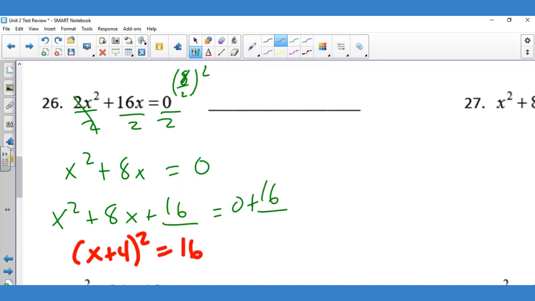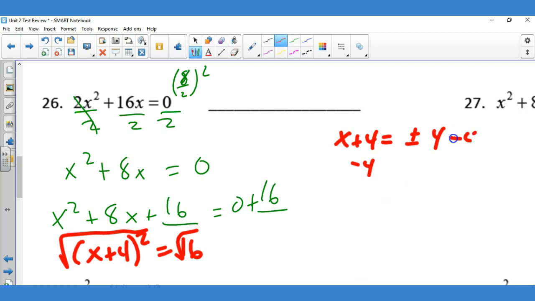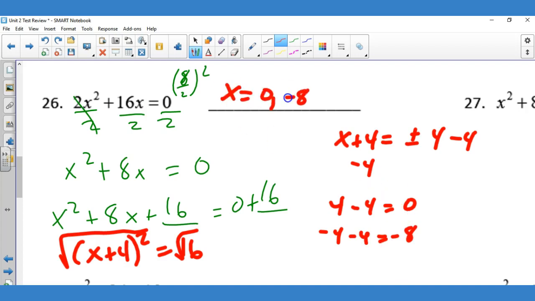Now we take the square root on both sides to get rid of that square right there. So I'm left with x plus 4 equals plus or minus 4. And then we're going to subtract 4 on both sides. So I have positive 4 minus 4, and I have negative 4 minus 4. So there are two solutions, x equals 0 and negative 8. Those are our two solutions. Let me make sure you can see that clearly. X equals 0 and negative 8, like that.